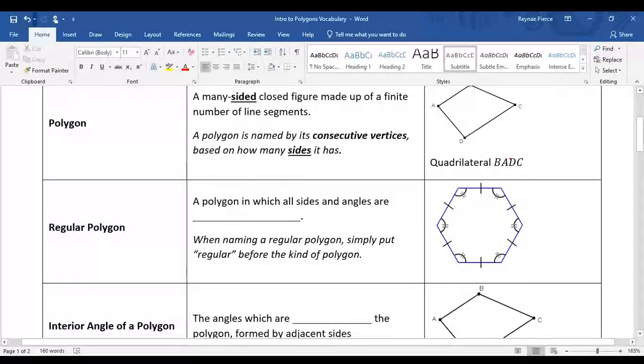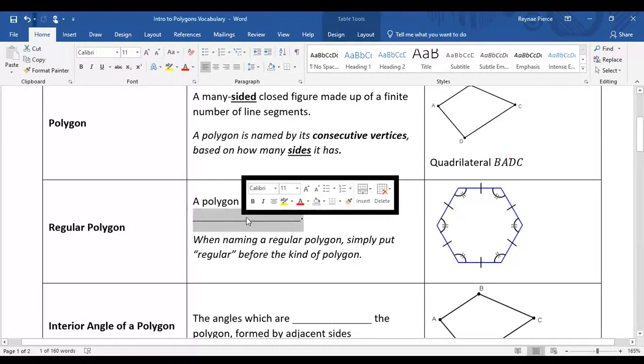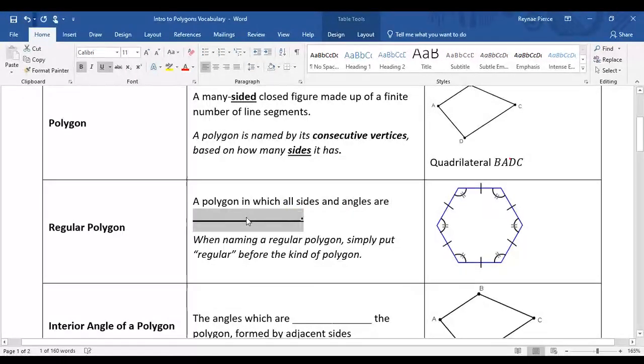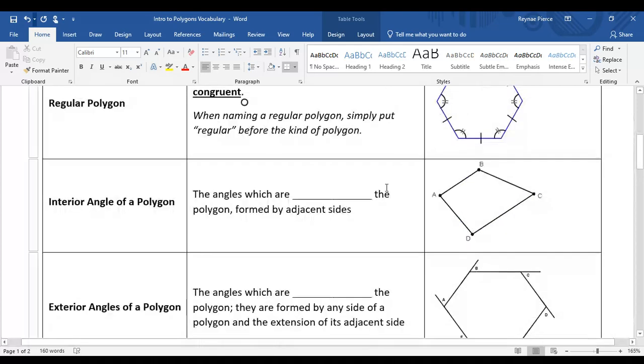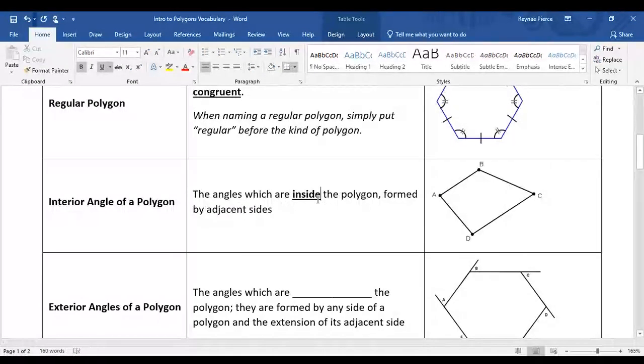Okay, next, a regular polygon is a polygon in which all angles and all sides are congruent. Okay, so to the right over here, since it's got 6 sides, this would be a regular hexagon. All right. The interior angles of a polygon are the angles that are inside the polygon, formed by adjacent sides.